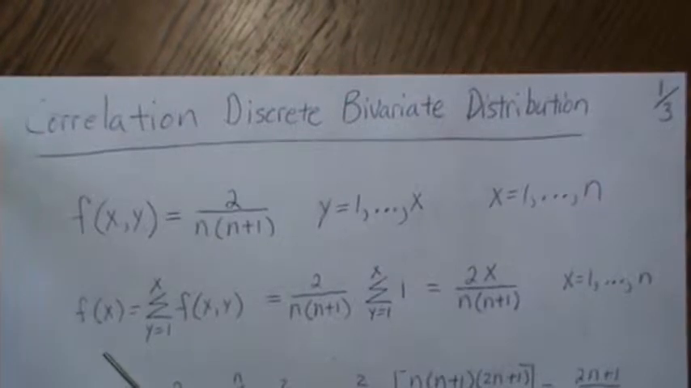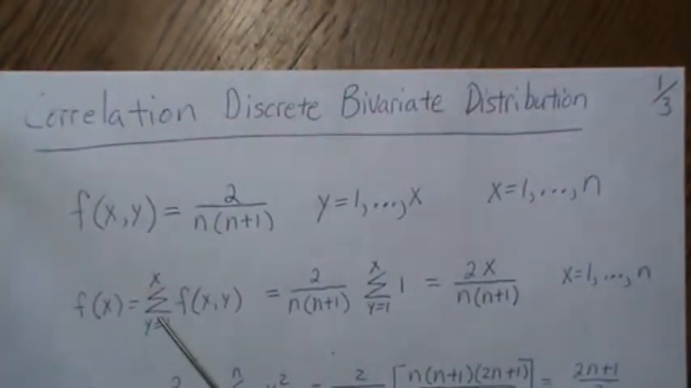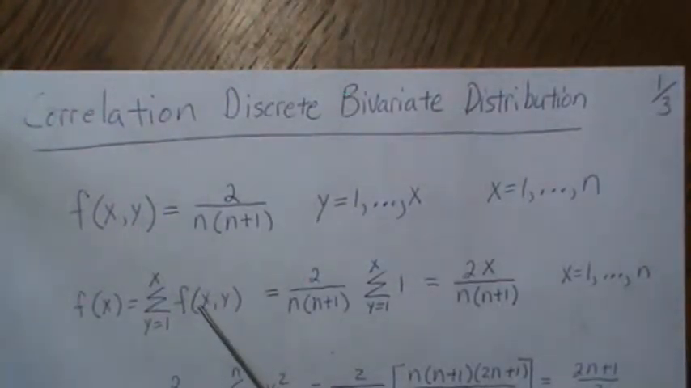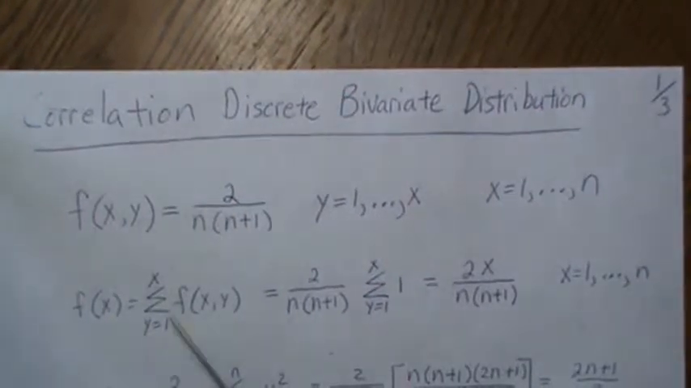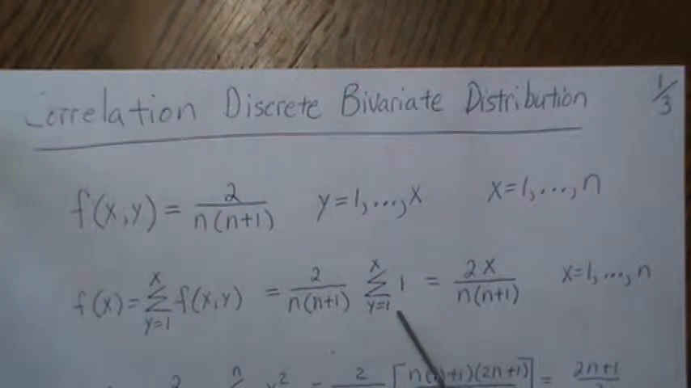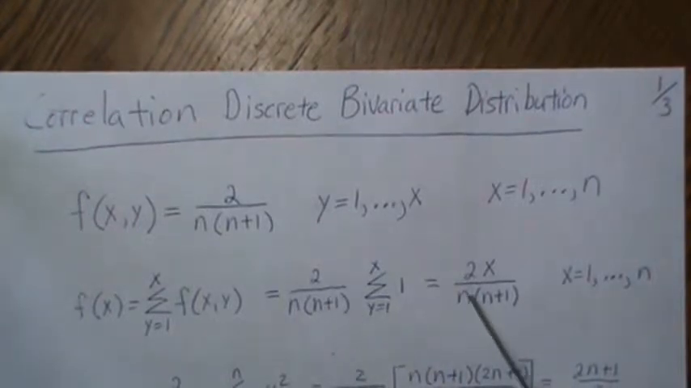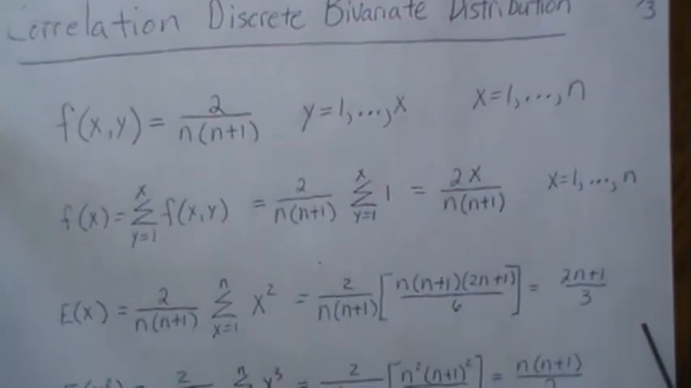So let's just start. We need the marginal of x, which means we sum over y of our joint distribution, which is this. Since this is a constant with regard to y, it can be taken out front of the summation and we're left with 1. Now we're summing 1 from 1 to x, which is x. So we get 2x over n times n plus 1, and x goes from 1 to n.